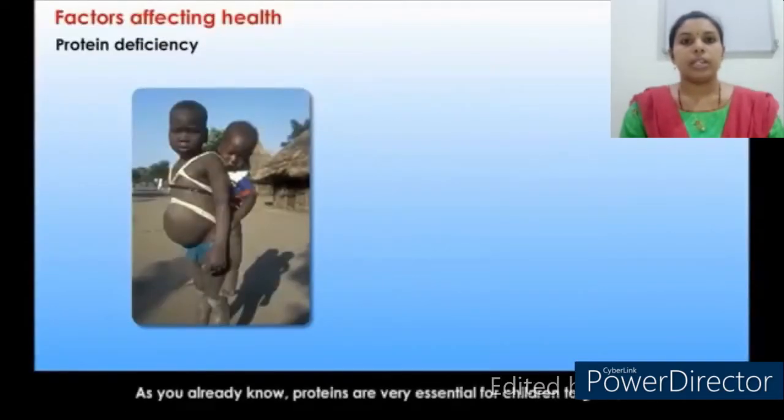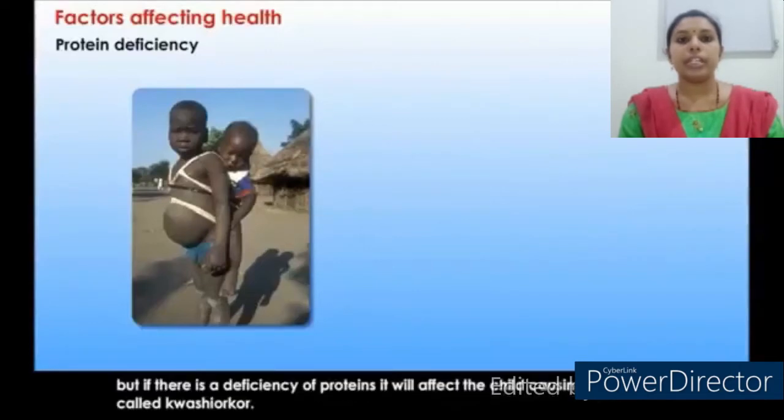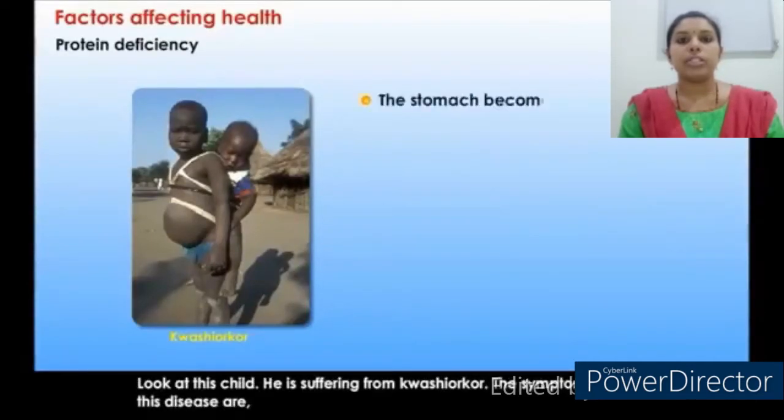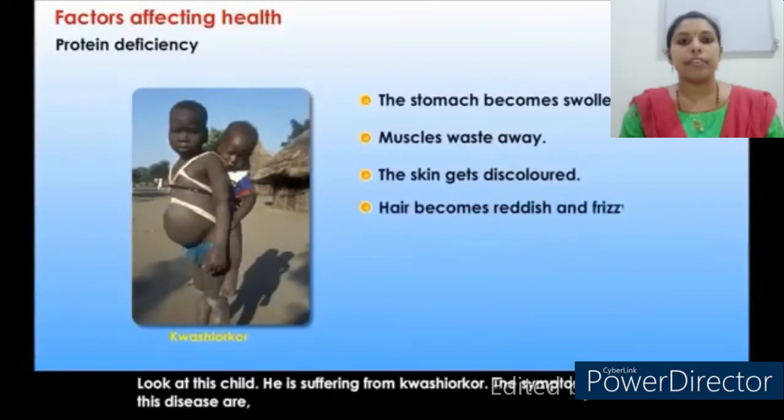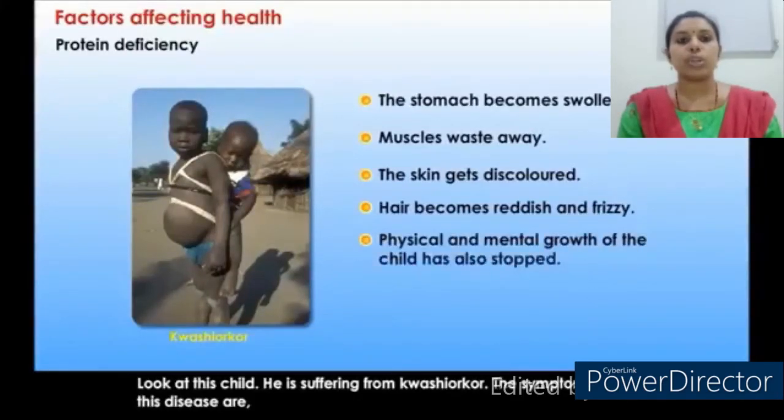Protein deficiency. As you already know, proteins are very essential for children to grow. But if there is a deficiency of protein, it will affect the child, causing a disease called kwashiorkor. The symptoms of this disease are the stomach becomes swollen with water, muscles waste away, the skin gets discolored, hair becomes reddish and frizzy. Physical and mental growth of the child has also stopped.